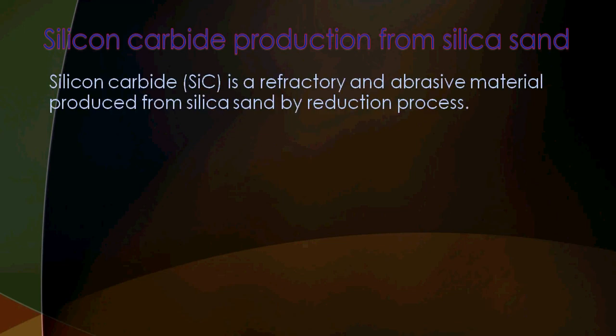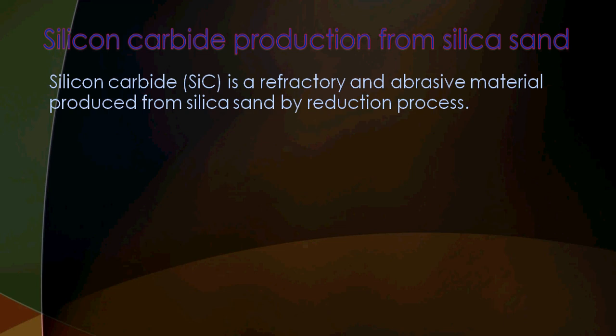Silicon carbide is another material that is produced from silica sand. You have to remember that silicon is not found in nature. Silicon has an affinity towards oxygen, so it combines with oxygen and is found as silica. So if we need silicon, we have to remove oxygen from silica to convert silica into silicon, and that process is called the reduction process, and it is a very costly process.